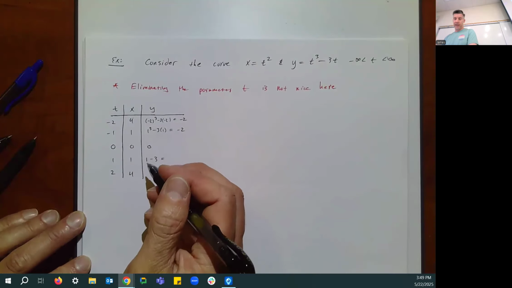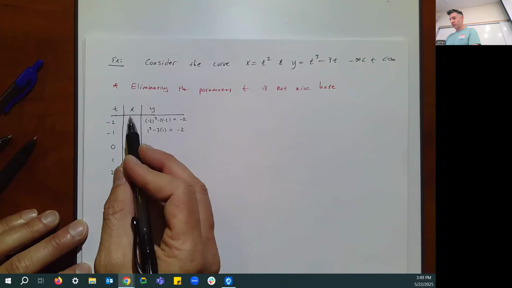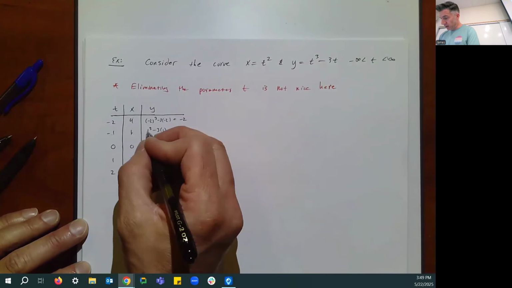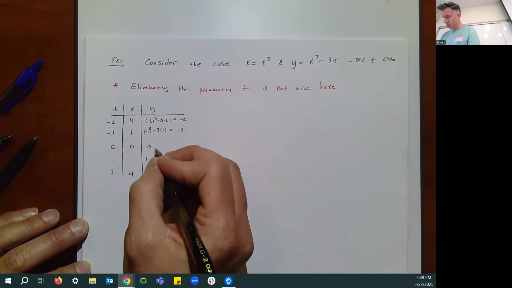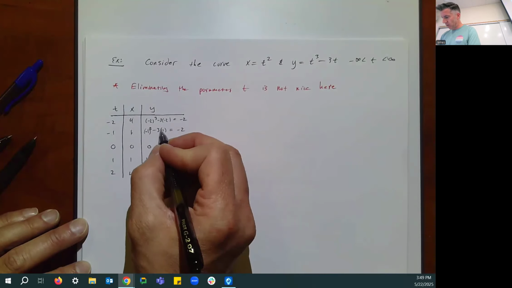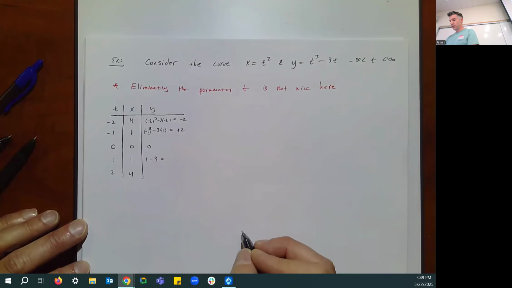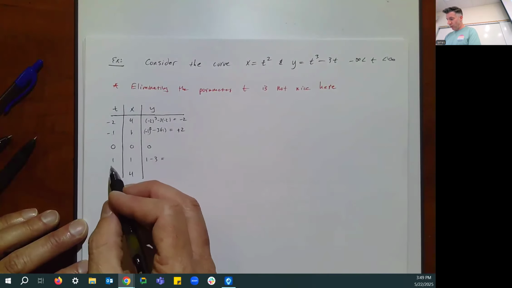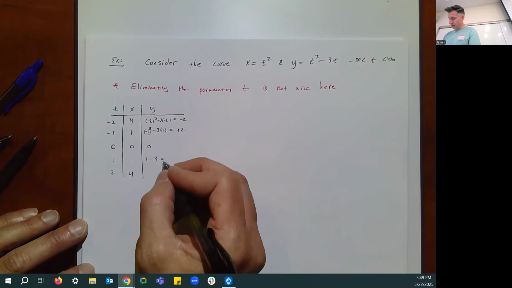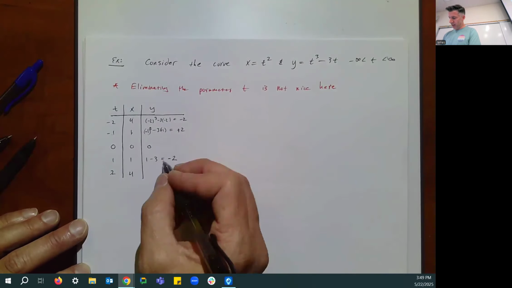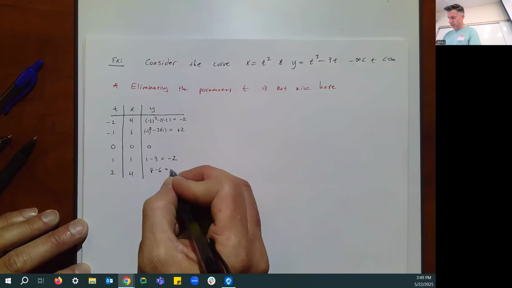And no fault of yours for not catching it. I accidentally plugged in x equal to 1 when I was supposed to be plugging in t equal to -1. Sorry about that. So it's -1 cubed minus 3 times -1, which is -1 plus 3, which is +2. Down here, when I plug in t equal to 1, I get 1 minus 3, being -2. When I plug in t equal to 2, I get 8 minus 6, which is +2.